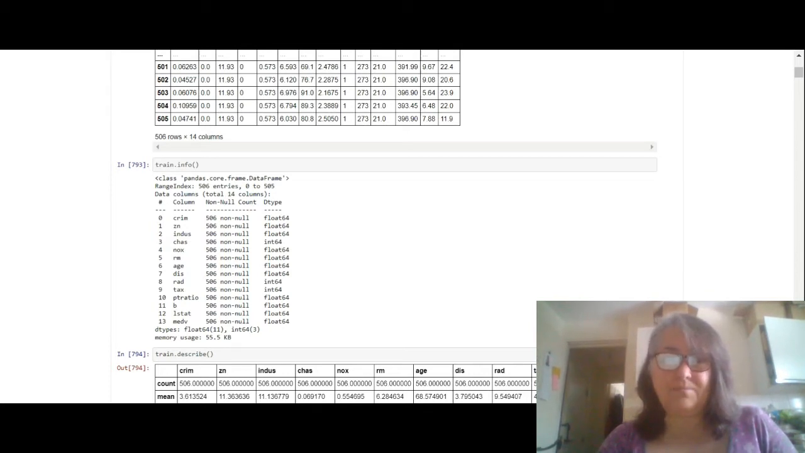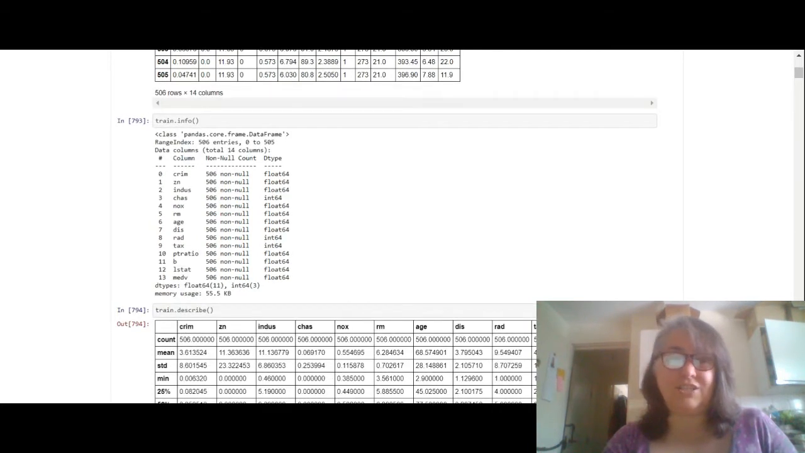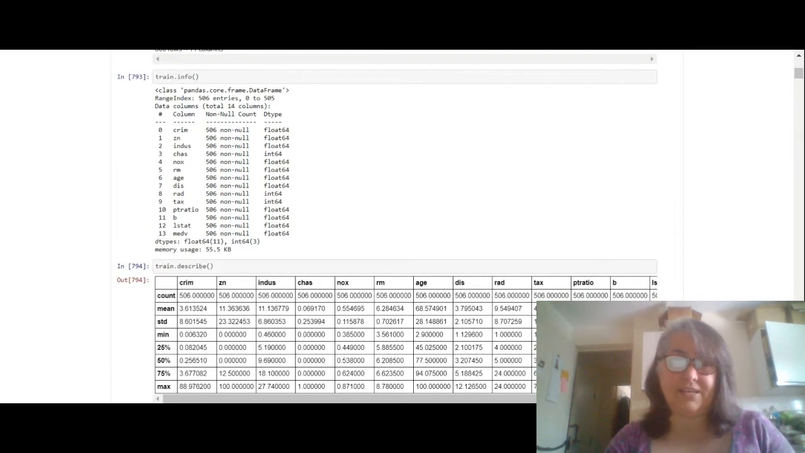Most of the columns are floats. You've got a few that are integers, and they're all numeric. So that's good, because numbers are easier to work with. If they had any categorical columns or object columns, then you would have to encode them and convert them to numeric columns before you could put it on a model, except for CatBoost. You don't have to do that with CatBoost, but I don't use CatBoost that much.